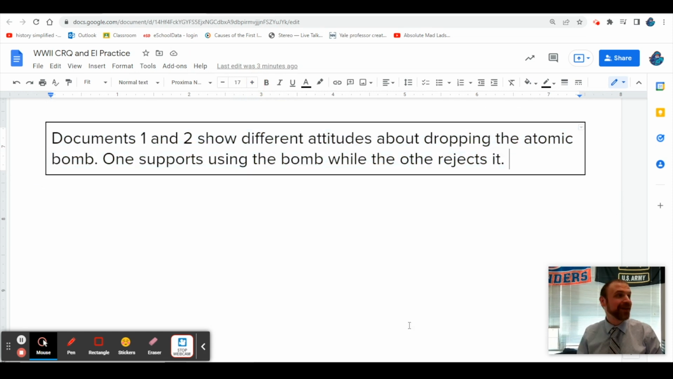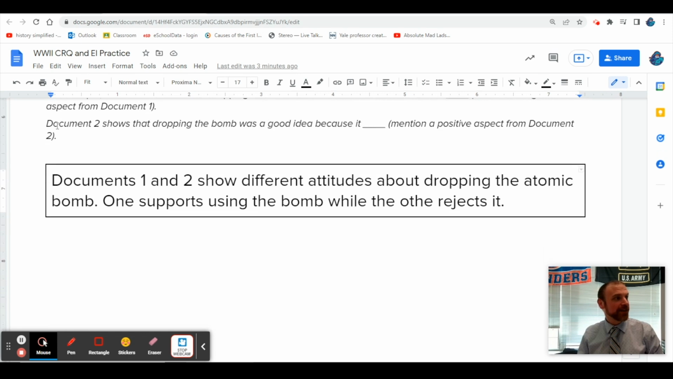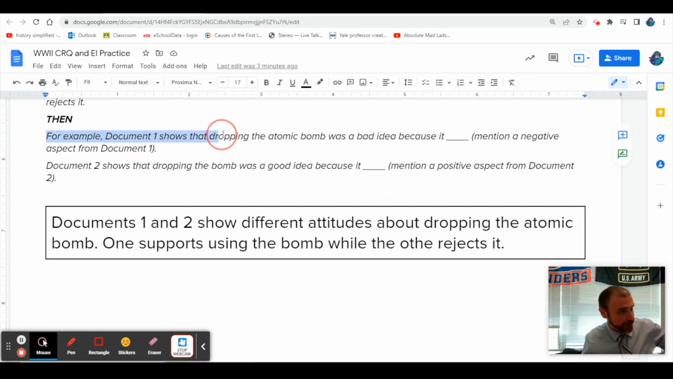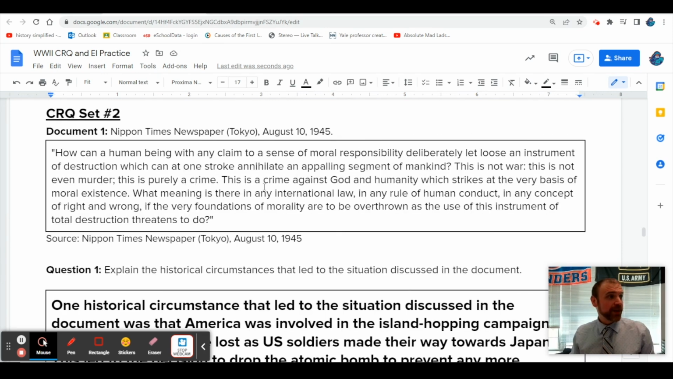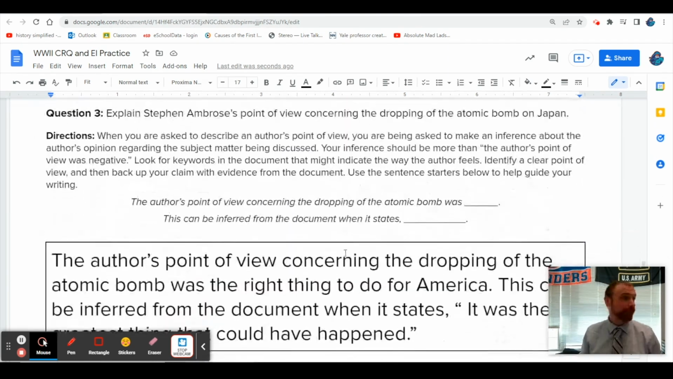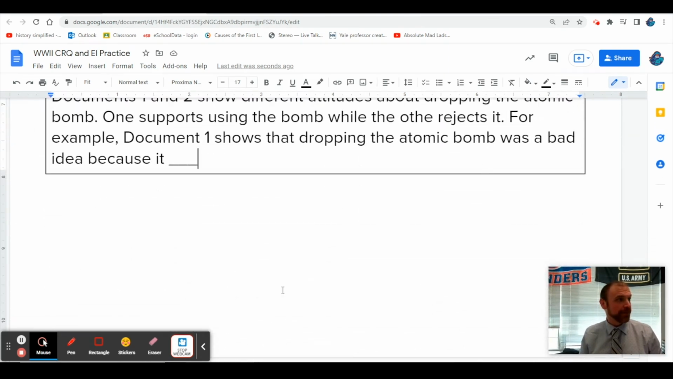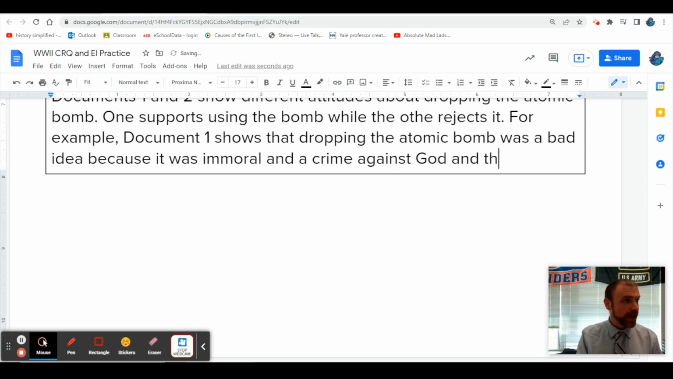Okay, so let's look at the next sentence frame here. Then we're going to do, for example, document 1 shows that the dropping of the atomic bomb was a bad idea because it. Let's copy that right here. What we're doing here is giving an example from each document that proves the claim that one says it's a bad idea, one says it's a good idea. So what does document 1 say about it being bad? It was a crime, right? They call it a crime against God and humanity, like a crime against a whole population of people, not just a murdering of one person. Okay, so I'm going to paraphrase that because it was immoral, right? That was a word used in the document, and a crime against God and humanity.